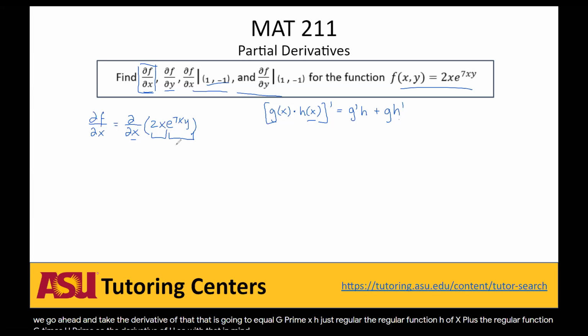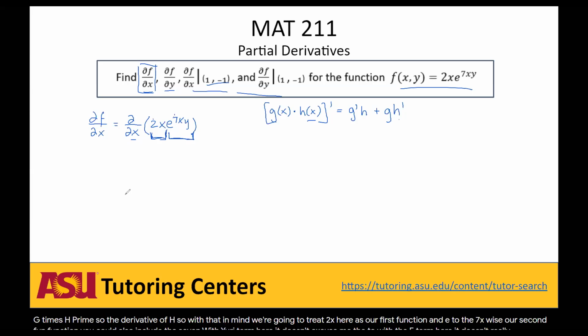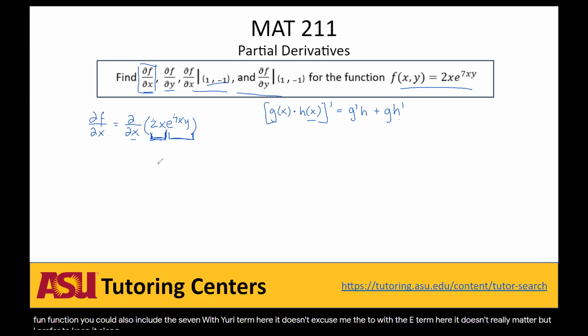So with that in mind, we're going to treat 2x here as our first function, and e to the 7xy is our second function. You could also include the 2 with the e term here. It doesn't really matter, but I prefer to keep it along with the x. So let's start by taking the derivative of this first function here.